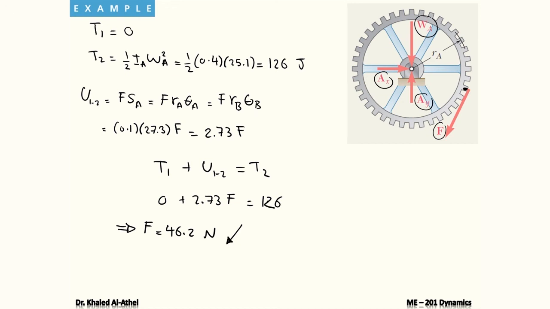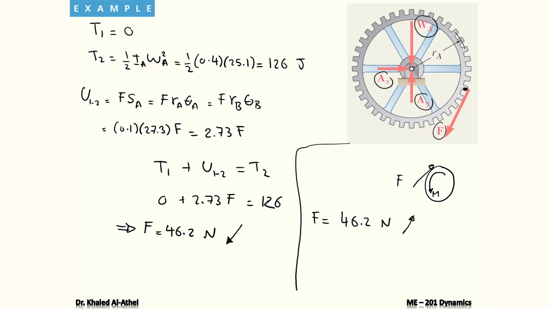Now, I would suggest, just for the sake of it, that a good practice in this problem will be that instead of doing gear A, do gear B. Okay? And you will have the force F acting in this direction, and you'll also have the work done by the moment M. So solve it for this case, and you should get F equals 46.2 Newton, but the only difference is that it's going to be in the opposite direction. So just solve it and make sure that you get the same value.